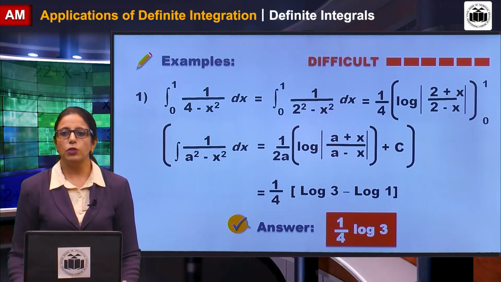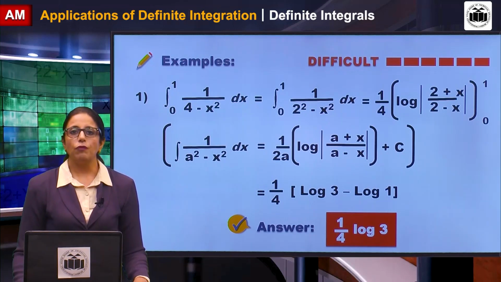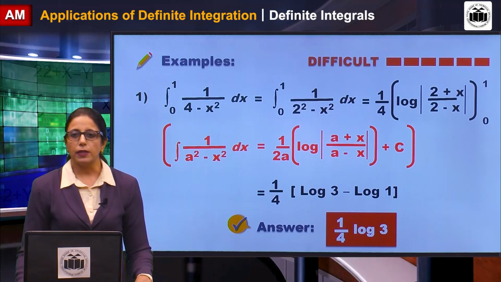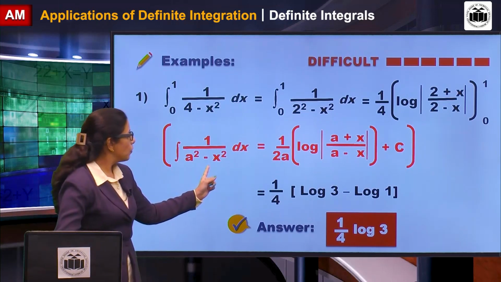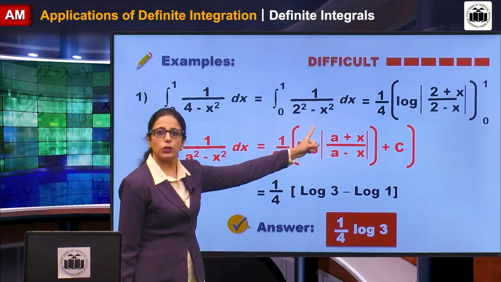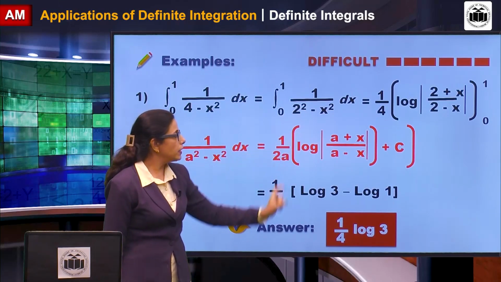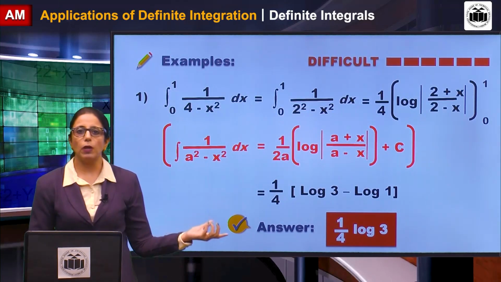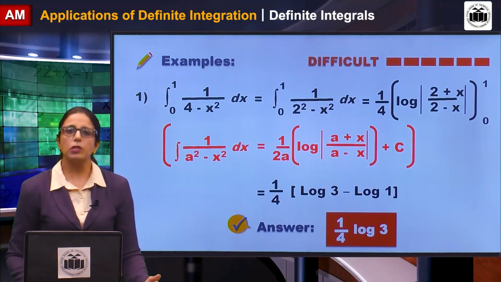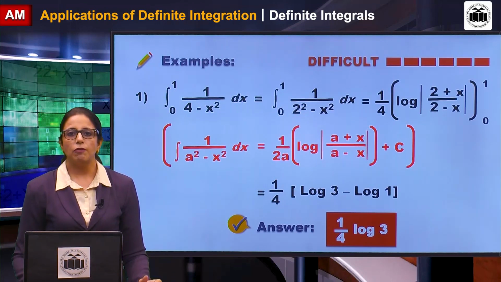Here integration from 0 to 1, 1 upon 4 minus x squared. Alright. Now here what is important is what formula of integration to be applied. You can see here it has been highlighted, that is the formula for integration of 1 by a squared minus x squared. See here it is 1 by 2 squared minus x squared. So this formula of integration has been applied. You need to remember this formula, then only the application will be possible for you. And then after integration, the limits have been applied and an answer is derived.